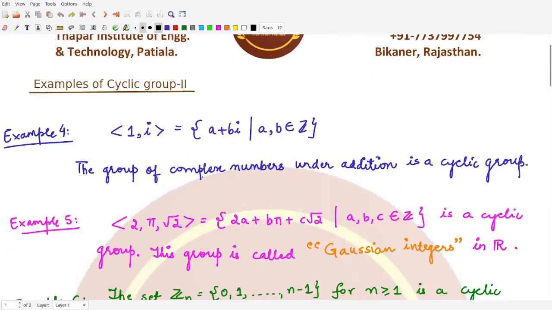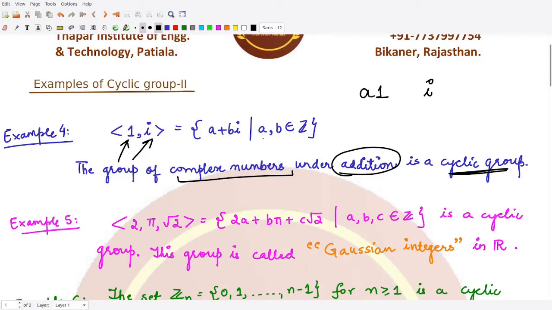In this example, we are saying a group of complex numbers under the operation of addition forms a cyclic group, and here the generators would be the number 1 and the number iota, because when you have the number 1 and the number iota, you can multiply 1 with any integer a, and multiply iota with any integer b, and then you can add them so that this will form the whole of the complex numbers, right? So they form the whole of this complex number set under the operation of addition. So this is a cyclic group.